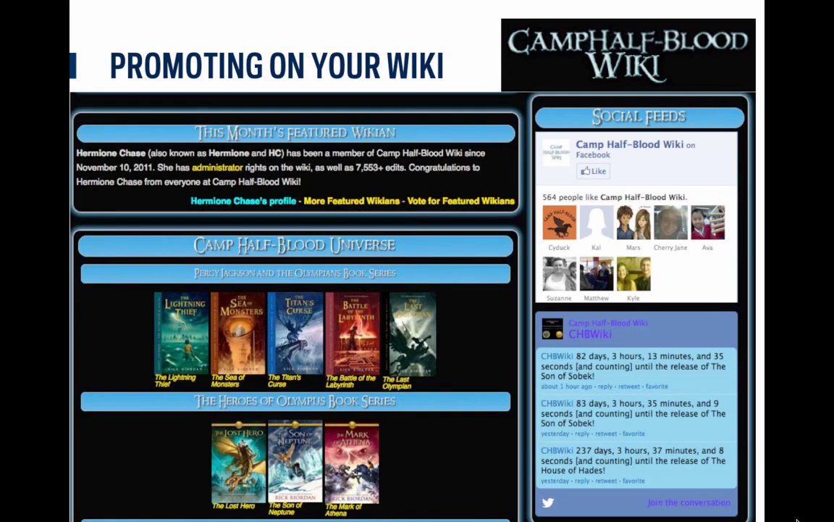Most importantly, you should add the Twitter and Facebook widgets to your main page. This allows you to pull in your recent tweets and Facebook followers. It allows folks to follow a tweet and offers the ability for someone to like your wiki's page right from Wikia. Here you can see an example from the Camp Half-Blood page.